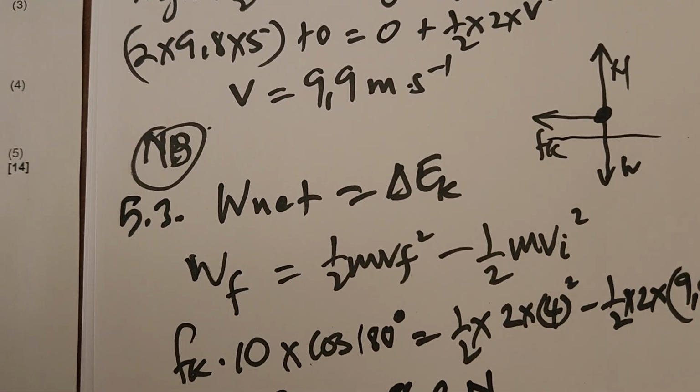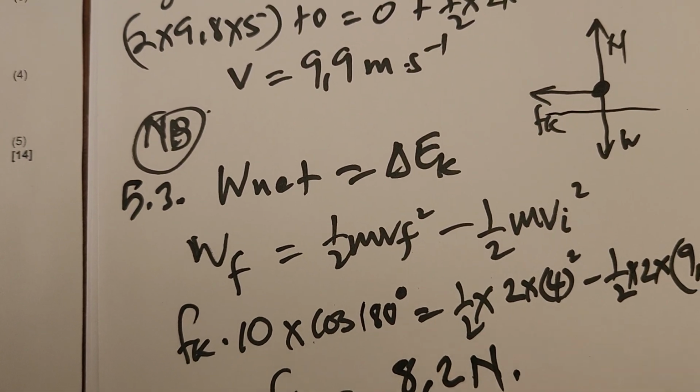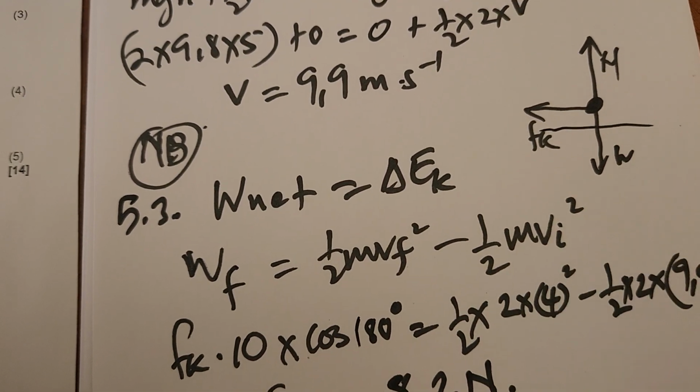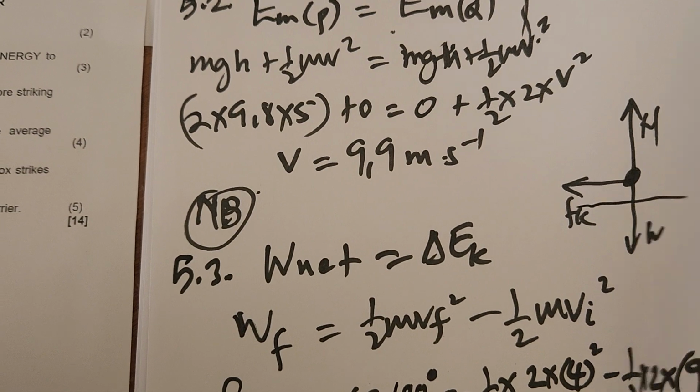You can also use work done by non-conservative force, which will be the work done by friction. Then it will give you the same. Work done by friction will be just delta EK because there's no delta EP here. That's 5.3. Let's go to the next question.